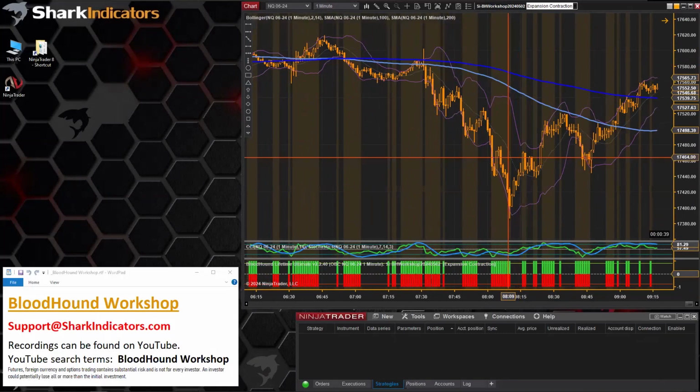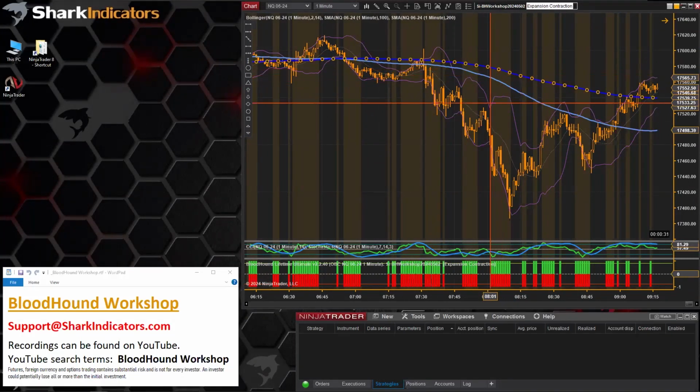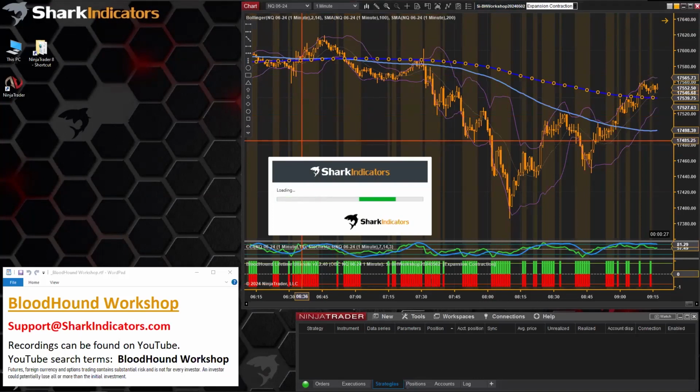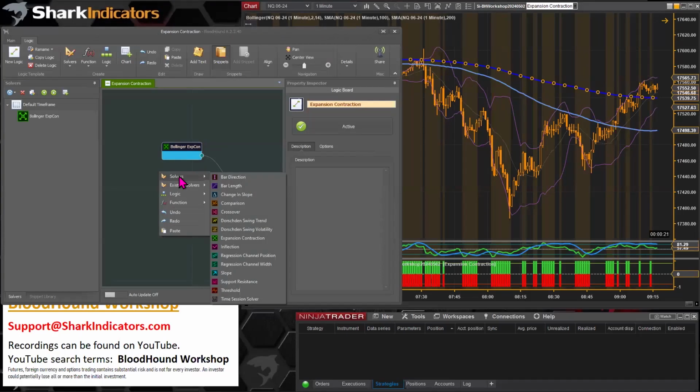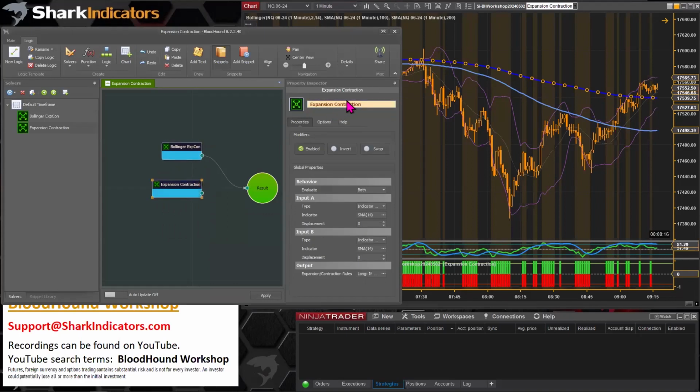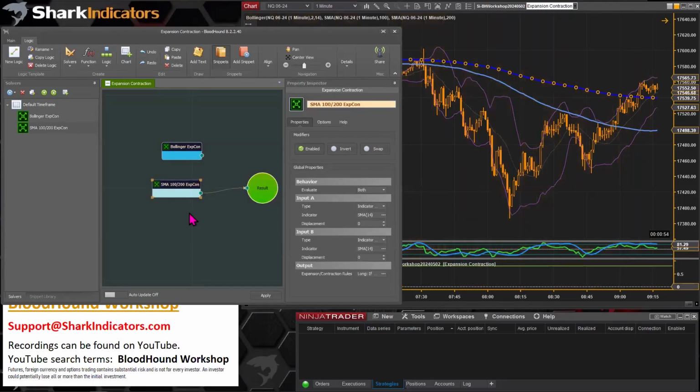All right, so we have a couple of slower moving averages here to help exaggerate, right? So we have a 100 period and a 200 period SMA there. So let's go make another solver with those two indicators. So solvers, and there you go, expansion, contraction. All right, connect it up, and then let me plug in the inputs here. So I'm going to put the faster moving average in input A.